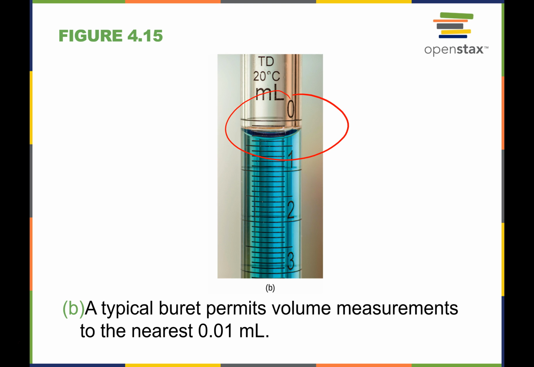Like you see 0 at the top, and the ones we're going to use in lab have 50 milliliters at the bottom. And that's on purpose, because you figure as you drip, it's going to go from 0 to 10, to 20, to 30, to 50 milliliters dispensed.